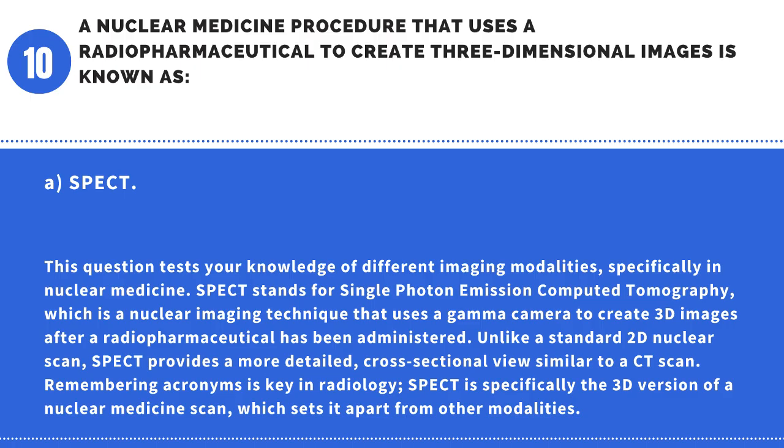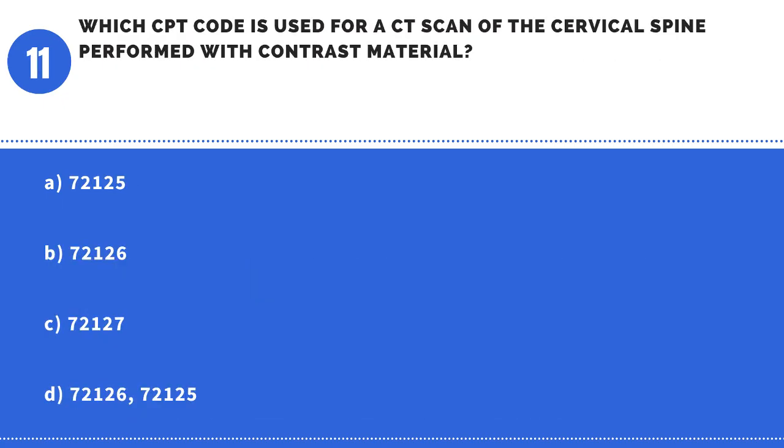Remembering acronyms is key in radiology. SPECT is specifically the 3D version of a nuclear medicine scan, which sets it apart from other modalities. Question 11. Which CPT code is used for a CT scan of the cervical spine performed with contrast material? A.